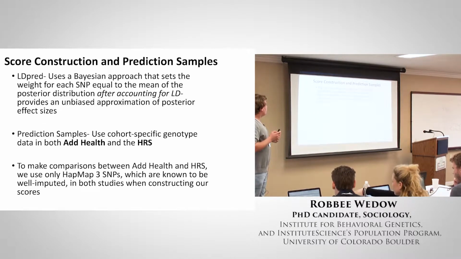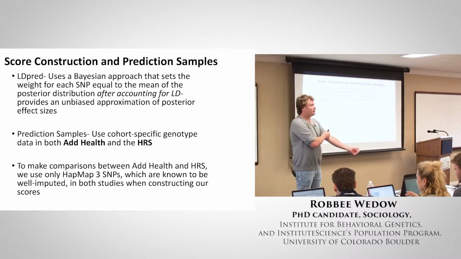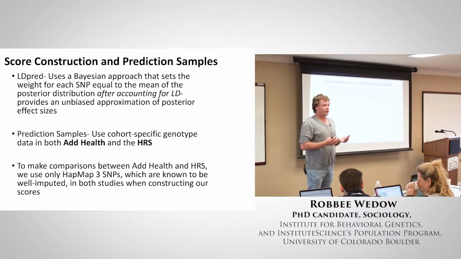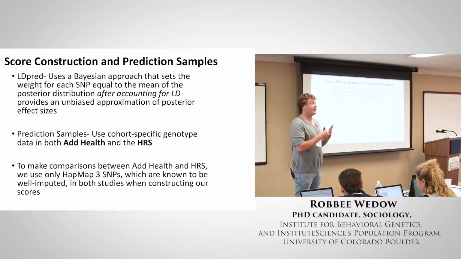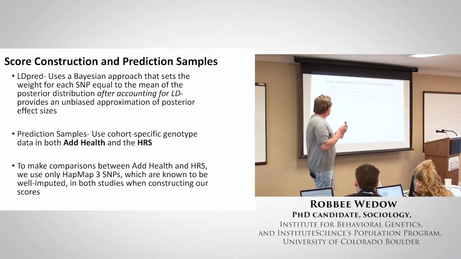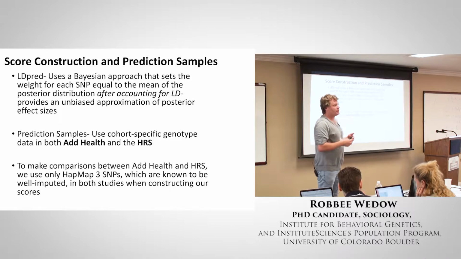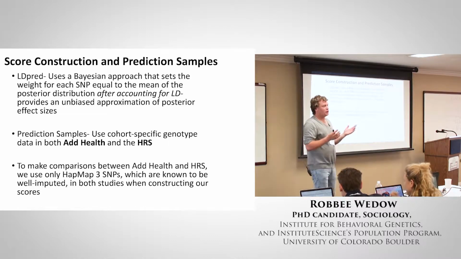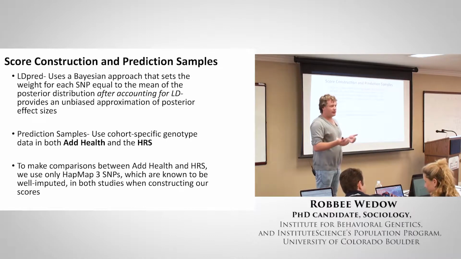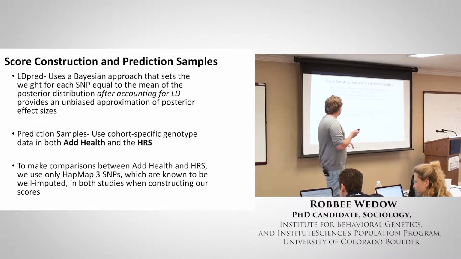Okay, so the scores that I'll present on today are constructed using LD-Pred, which you all should be very familiar with by this point, both from the theoretical aspect and because you've actually constructed an LD-Pred polygenic score using the EA2 meta-analysis. And the two prediction samples that I'll be presenting on are both AdHealth, which again you're very familiar with, and also the Health and Retirement Study. This is another large longitudinal US representative study that a lot of polygenic prediction analyses are done in.